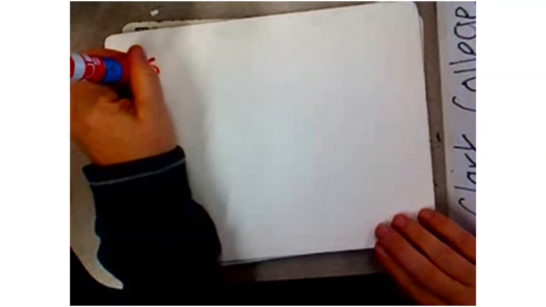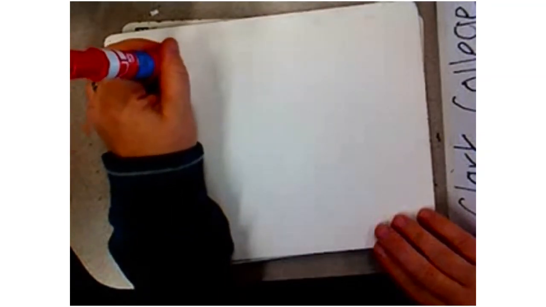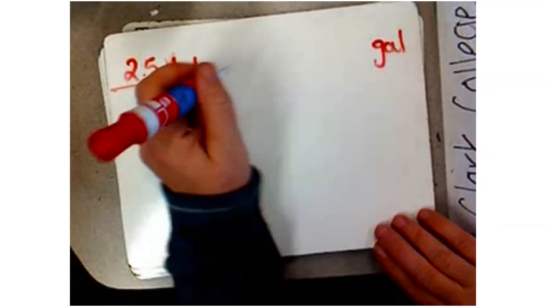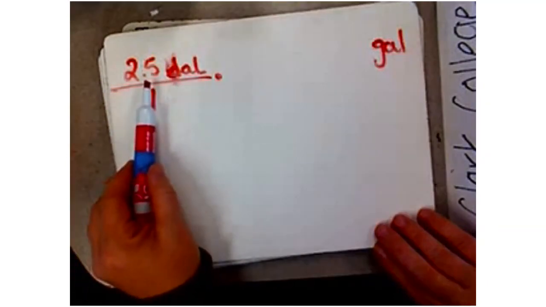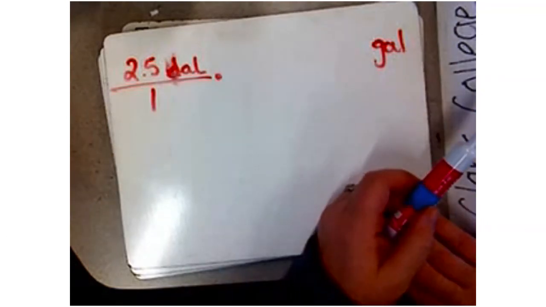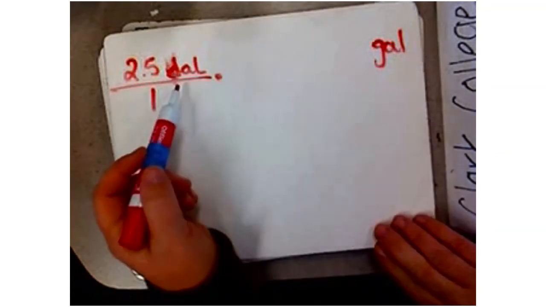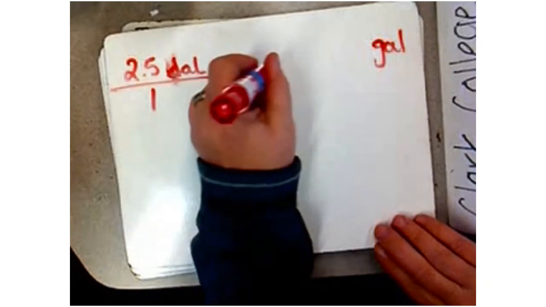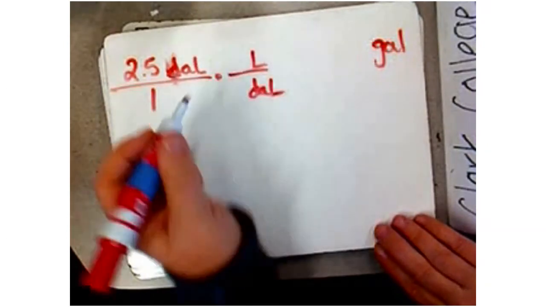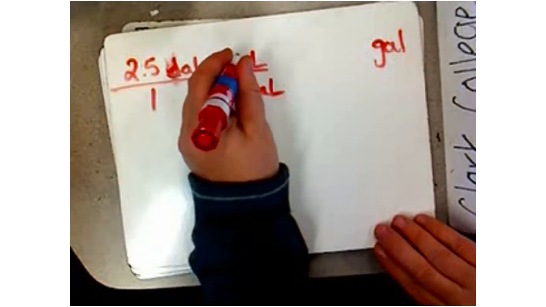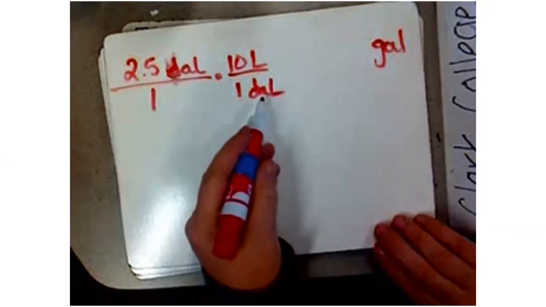We'll use it in example 3 and change 2.5 decaliters to gallons. Well, we're going to need to change our decaliters to liters, because notice our conversions are all to liters. So either you could remember that a deca is 10, so you would need a bridge that would change the decaliters in the bottom of your bridge to a liter, and you would have 10 liters is 1 decaliter, and that could be your first bridge.